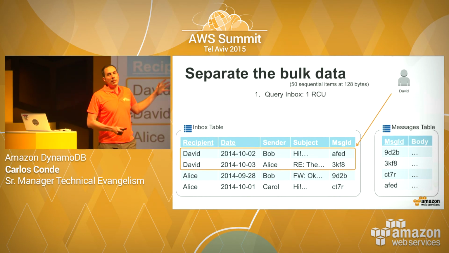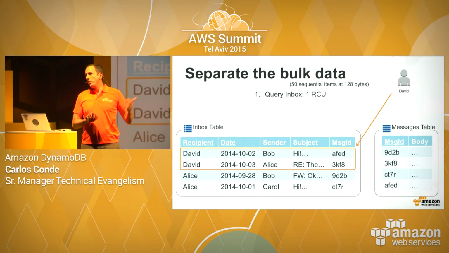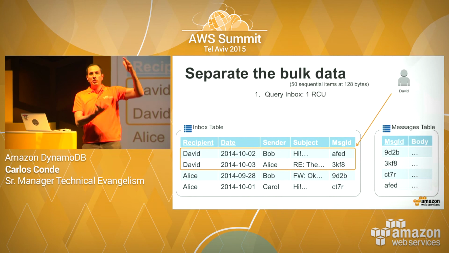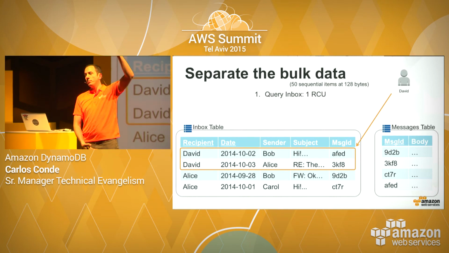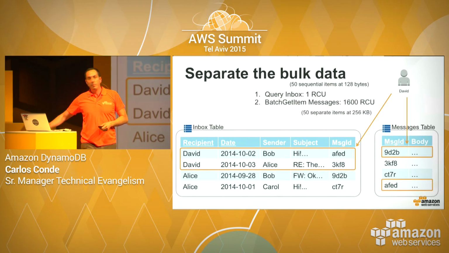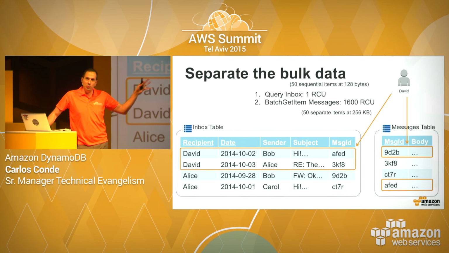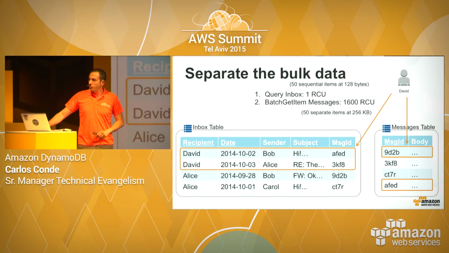And if you look at it, it's pretty much the same way that most email clients work. First you see all the list of emails in your inbox, and then if you click on an email, then you go to the message itself and you do the heavy query. So it allows you to distribute the load on different tables.